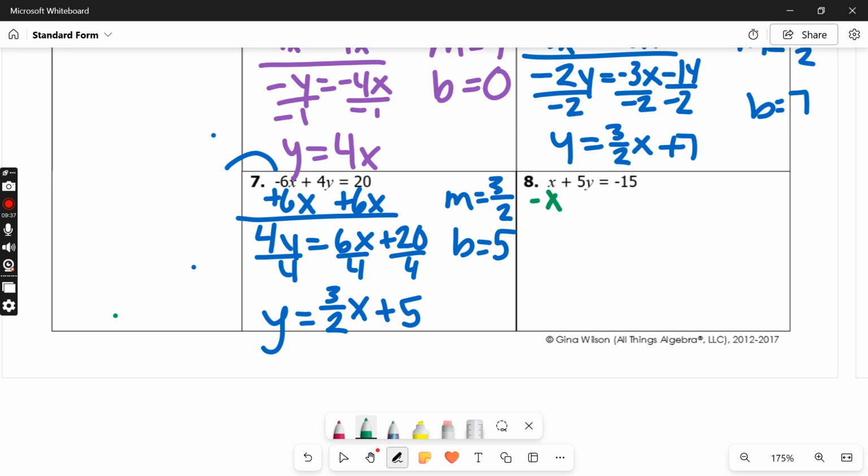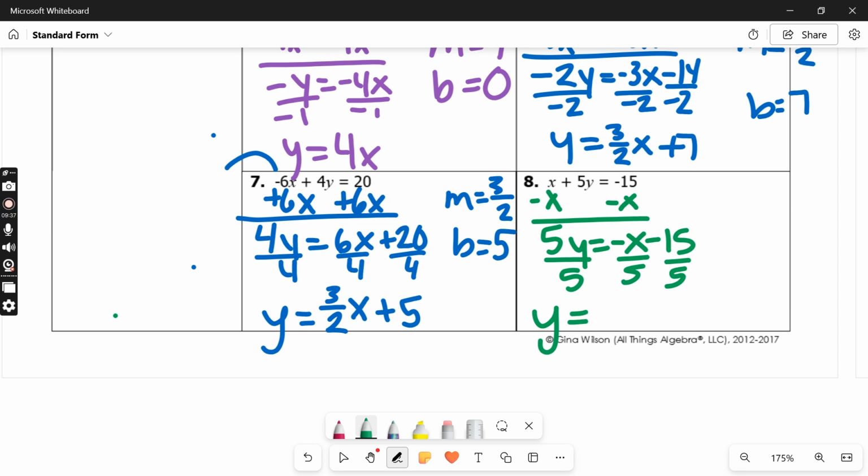Okay, for number 8, I'm going to start by subtracting x from both sides, which gives me 5y is equal to negative x minus 15. And then I'm going to divide everything by 5. This would give me y equals, this will be negative 1/5, make sure you can see the negative, x, and then minus 3. That means my slope is negative 1/5, and my y-intercept is negative 3.